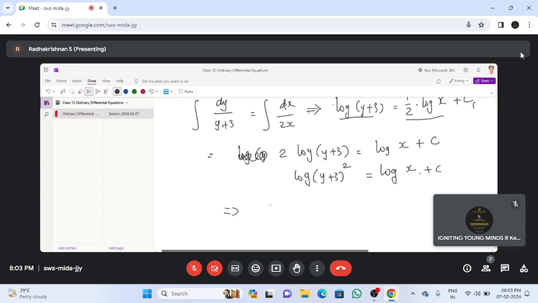This becomes log (y plus 3) whole square divided by x, because when we bring the log x to this side, it becomes log (y plus 3) whole square minus log x. So log (y plus 3) whole square minus log x equal to log (y plus 3) whole square divided by x equal to c.